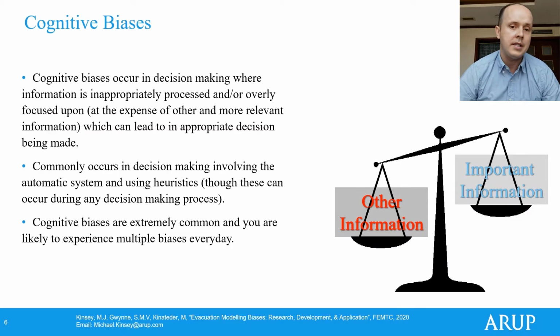So cognitive biases occur where information is inappropriately processed or overly focused upon at the expense of more relevant information. And this can lead to an inappropriate decision being made. Commonly, cognitive biases occur when we're using the automatic system and using heuristics, i.e. when we're simplifying a problem, we're not consciously thinking about them. This said, it is possible for cognitive biases to occur using a reflective system and not using heuristics.